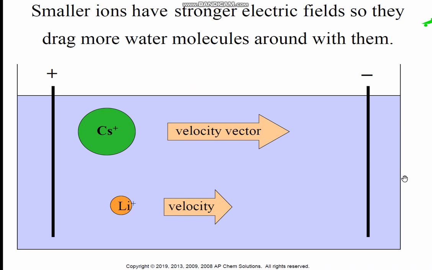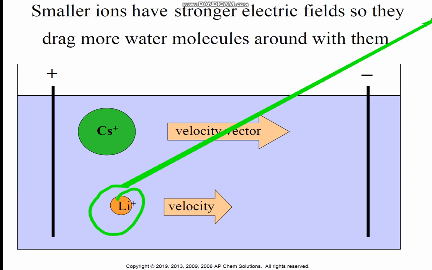One other thing I do need to point out: smaller ions do have a stronger electric field. That is because of the electrons. They are going to drag more water molecules around with them because they have a greater effective nuclear charge. More water molecules are going to attach to it. So this lithium down here, because it has a greater effective nuclear charge, is going to drag around more water molecules with it.